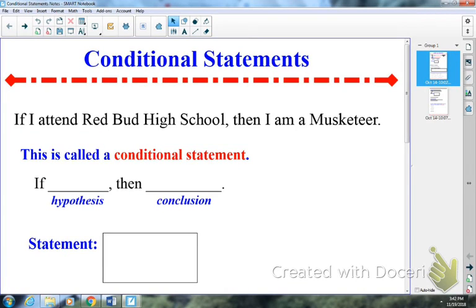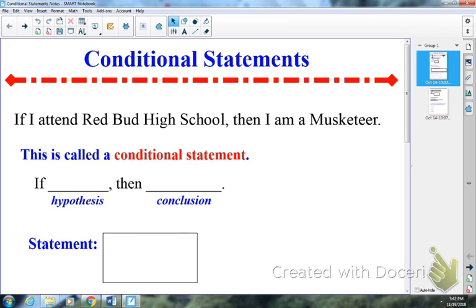Okay, this particular lesson is on conditional statements. Now, conditional statements are usually written in if-then form. So an example we have here at Redbud High School: if I attend Redbud High School, then I am a musketeer.